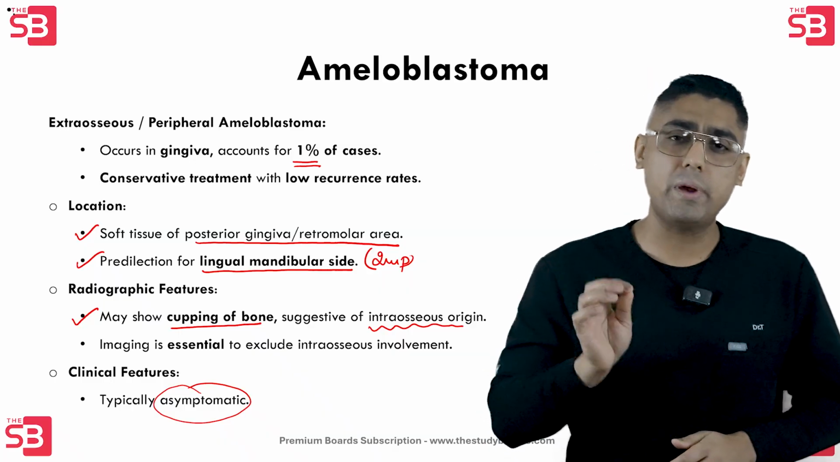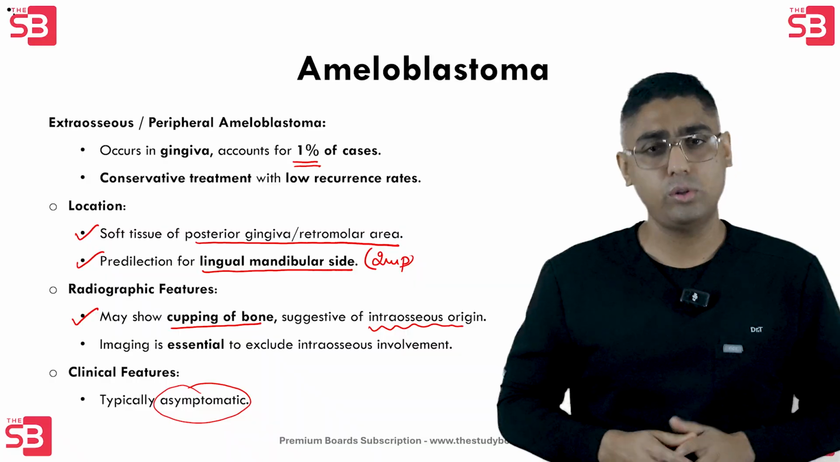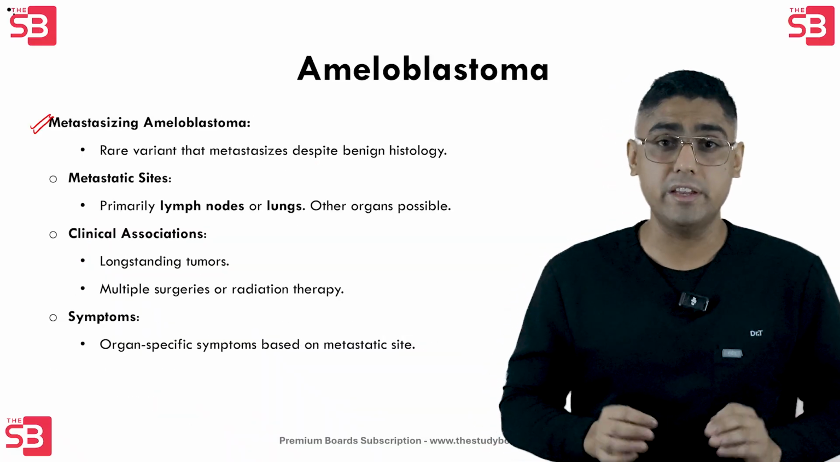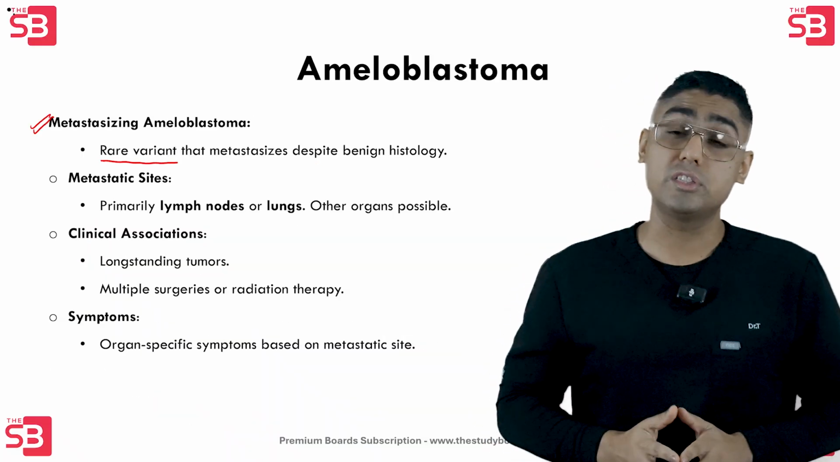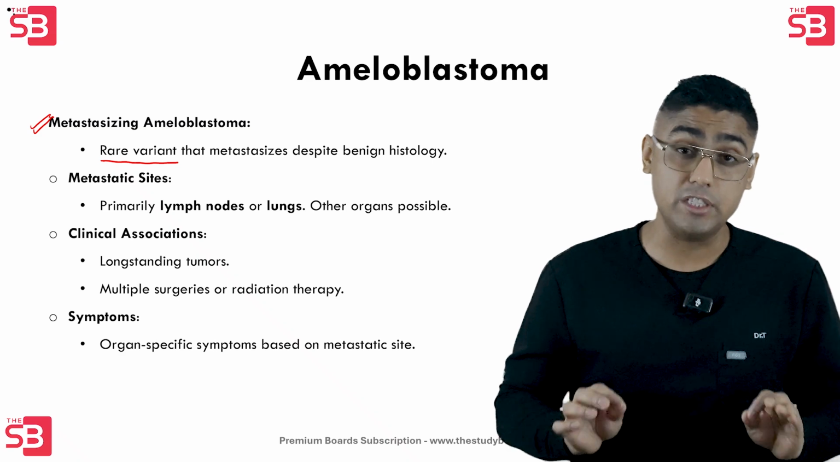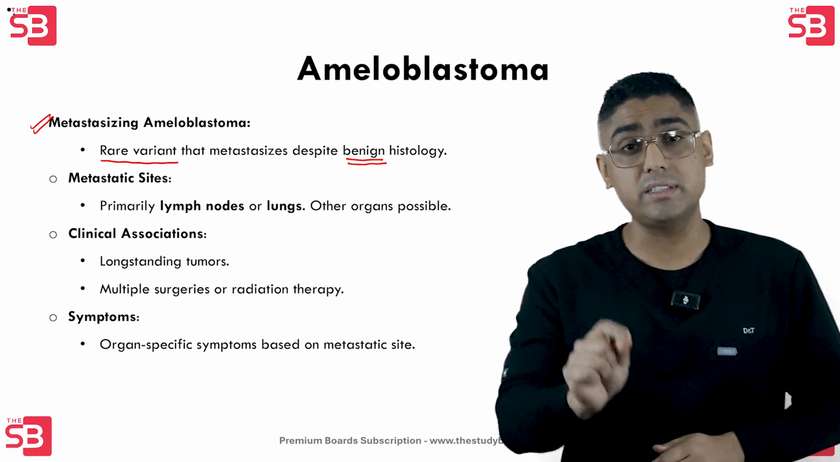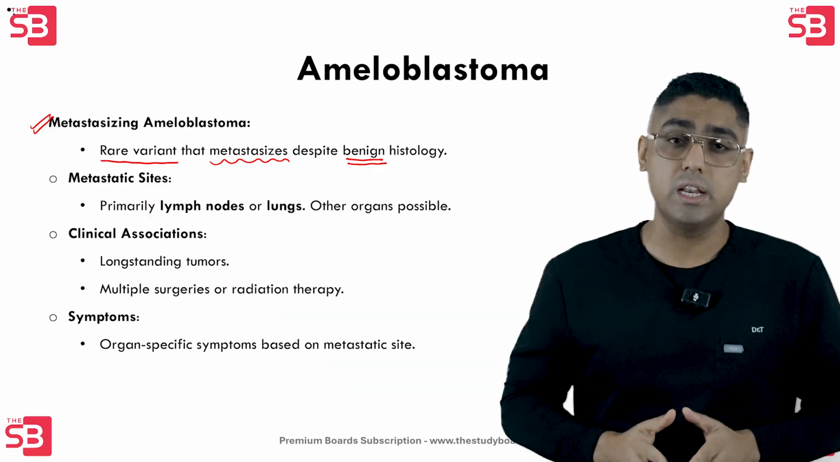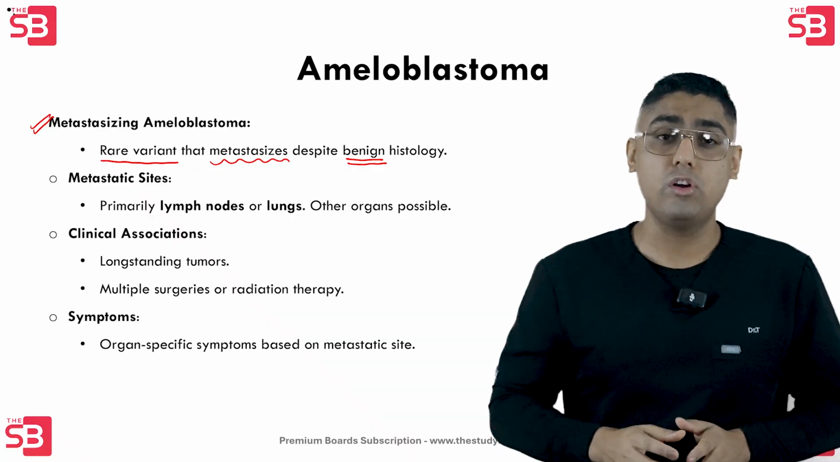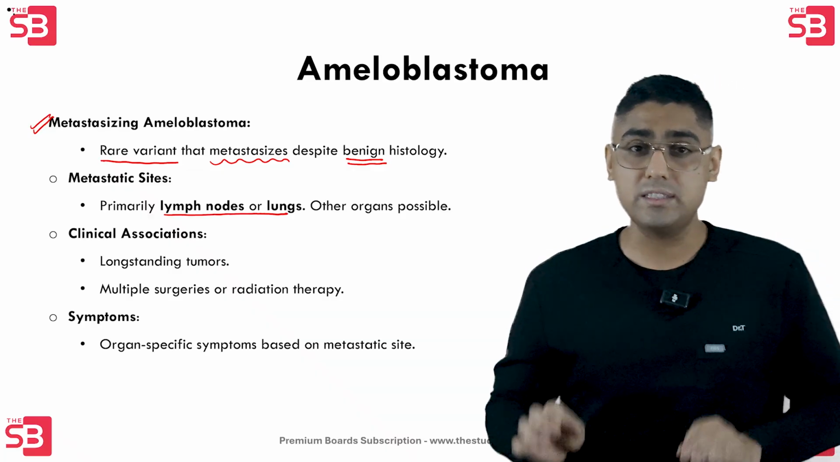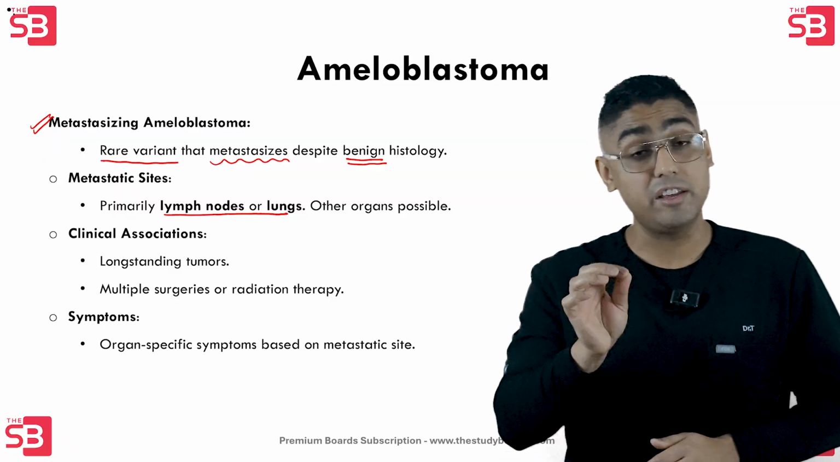Now, let's talk about metastasizing ameloblastoma. This is a rare variant where the primary tumor appears histologically benign like conventional ameloblastoma, but it has the ability to metastasize to distant sites, most commonly regional lymph nodes and lungs. And this paradox of benign histology with metastatic behavior is very concerning.